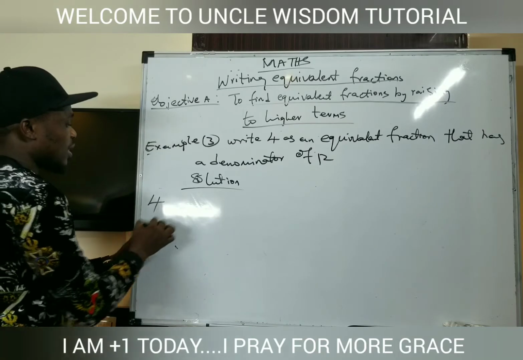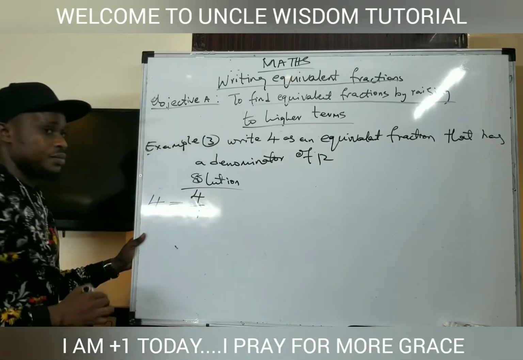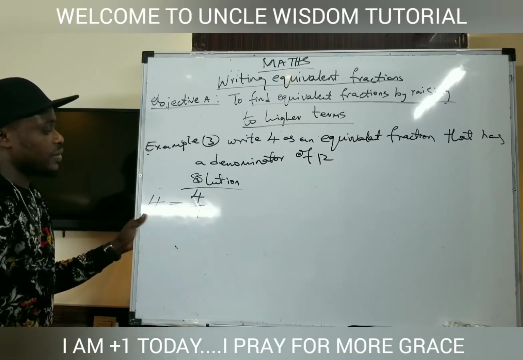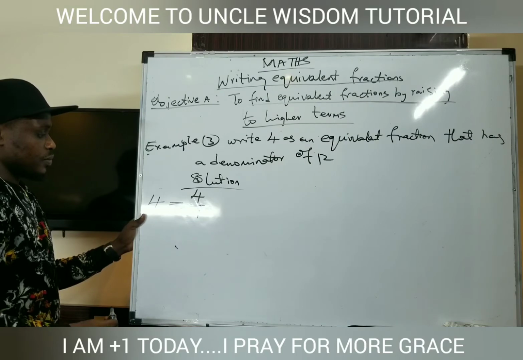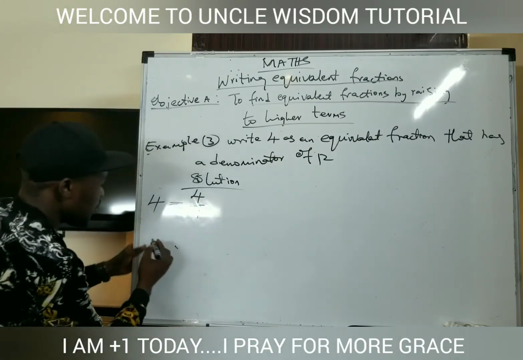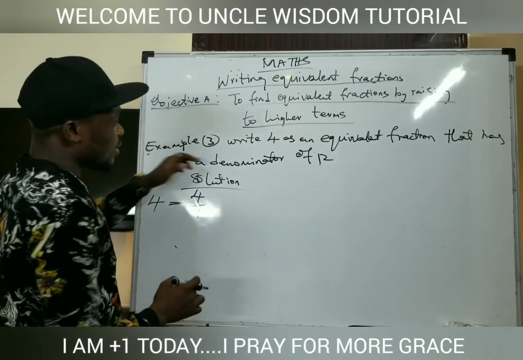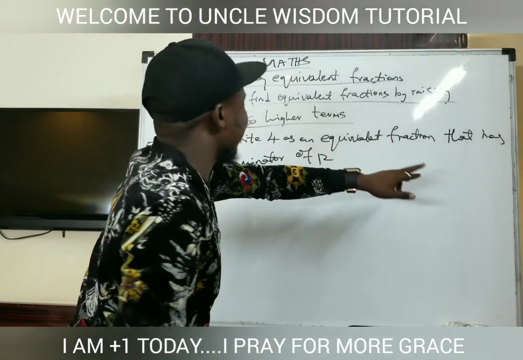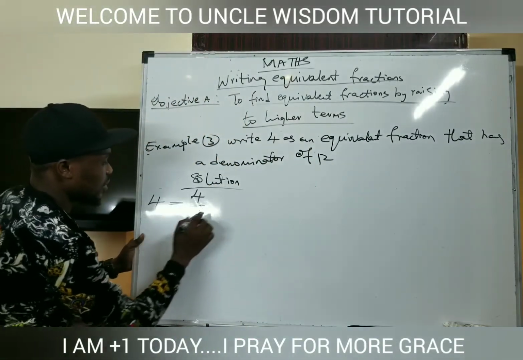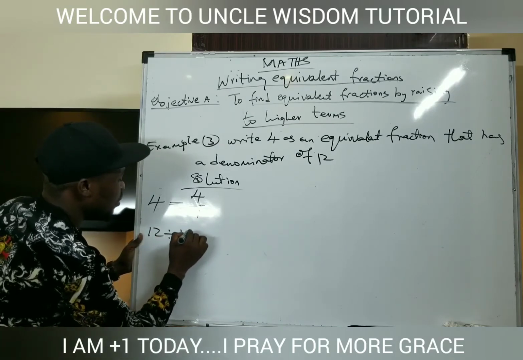4 can still be written like 4 over 1. This is a whole number. You can make it a fraction. It is still the same thing. 4 is equal to 4 over 1. Therefore, the denominator now is 1. For you to write 4 as equivalent fraction that has a denominator of 12, you now divide 12 by 1, which will give us 12.